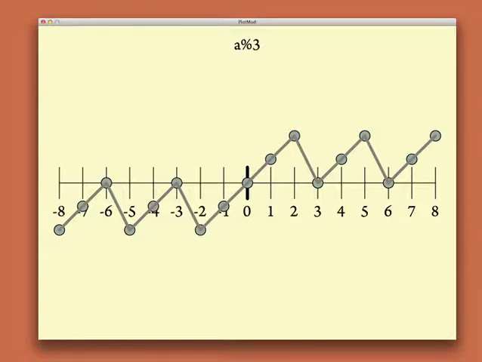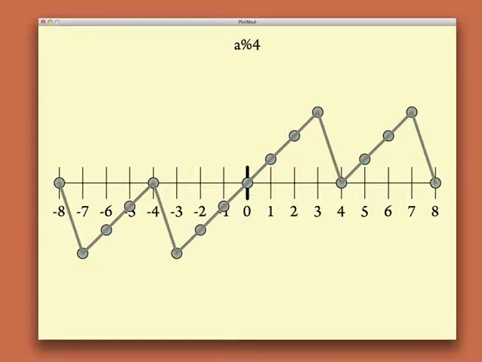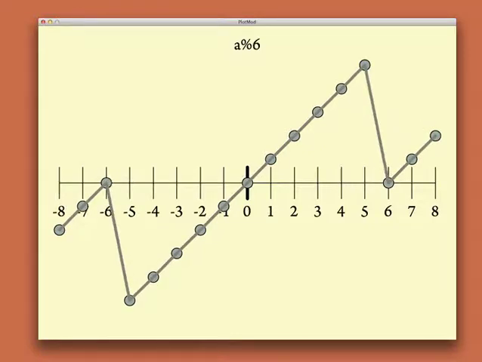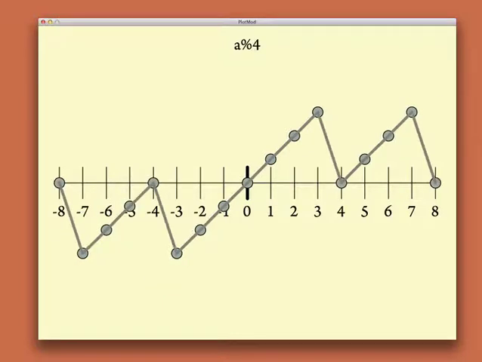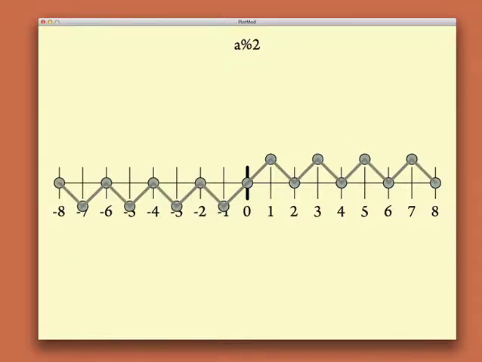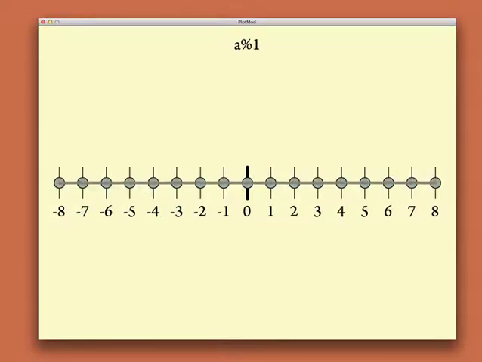If I increase the value of B, I just increase the length of the cycle. Now I'm computing A mod 4, and so we get the values 0 through 3. A mod 5, and so forth, just makes the cycle bigger. Now what if we use negative numbers? Well, let's work our way back down. A mod 4, A mod 3, A mod 2, and now A mod 1 always has the value 0, because you can always subtract a number from itself.